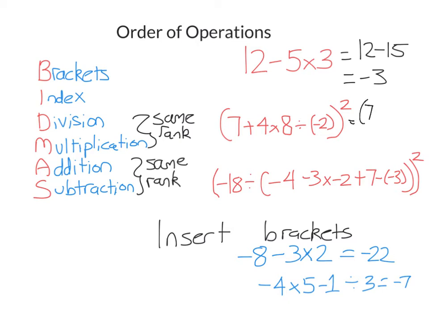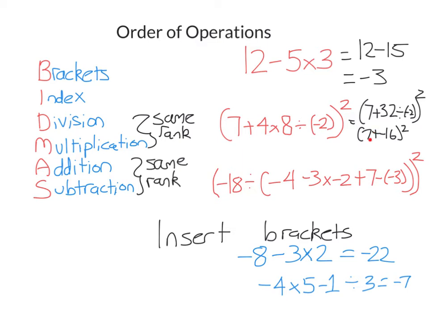So this is my next line of working. I'm going to leave the 7 alone. 4 times 8 is 32. And I'm going to leave the division alone. I'll do that in a sec. Divide by minus 2, and then we'll square it. Now, 32 divided by negative 2 is negative 16. So I've got 7 plus negative 16. And then I'm going to square it. I did the division first because division comes before addition.